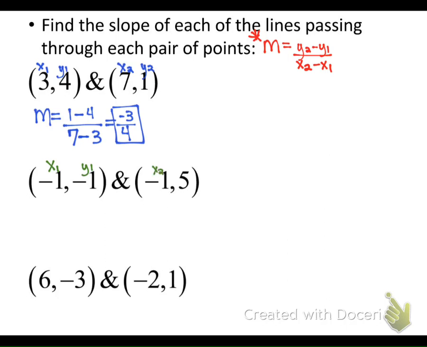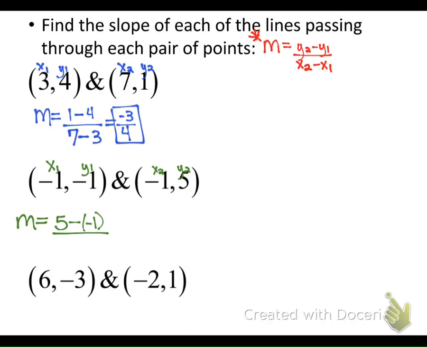X2, Y2, because it comes second. I'm going to use my real slope formula. So I'm going to write M equals, and then I refer to my formula up here. Y2 minus Y1. What do I plug in for my Y2? 5. Operation sign is minus. What do I plug in for Y1? -1. Because it's going to be a subtraction sign touching a negative, I'm going to put my -1 in parentheses here.